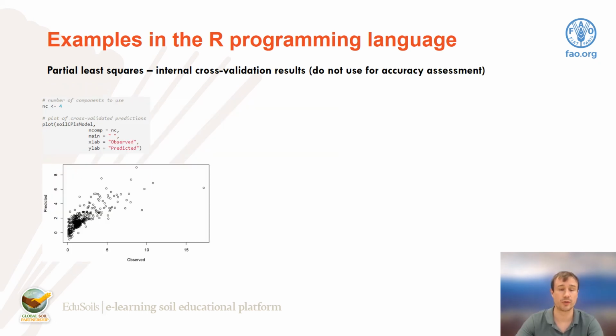So if now we use 4 components and actually show the scatter plot of predicted versus observed, we can see that indeed it is sufficient with 4 components. An important note here is that this is not an external validation, but internal, and we should not use this result to evaluate the final model. It is only here to help us decide on the model parameters.